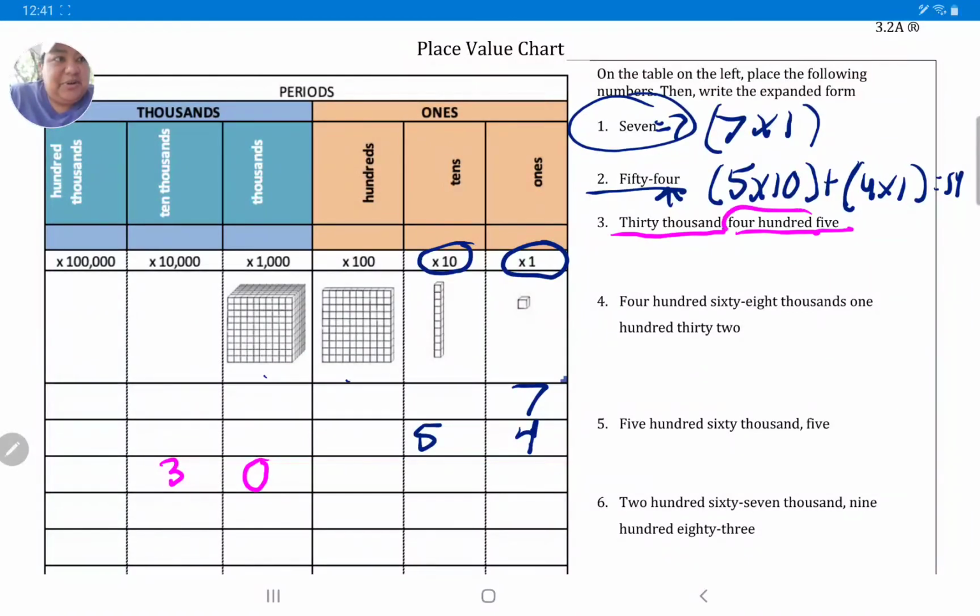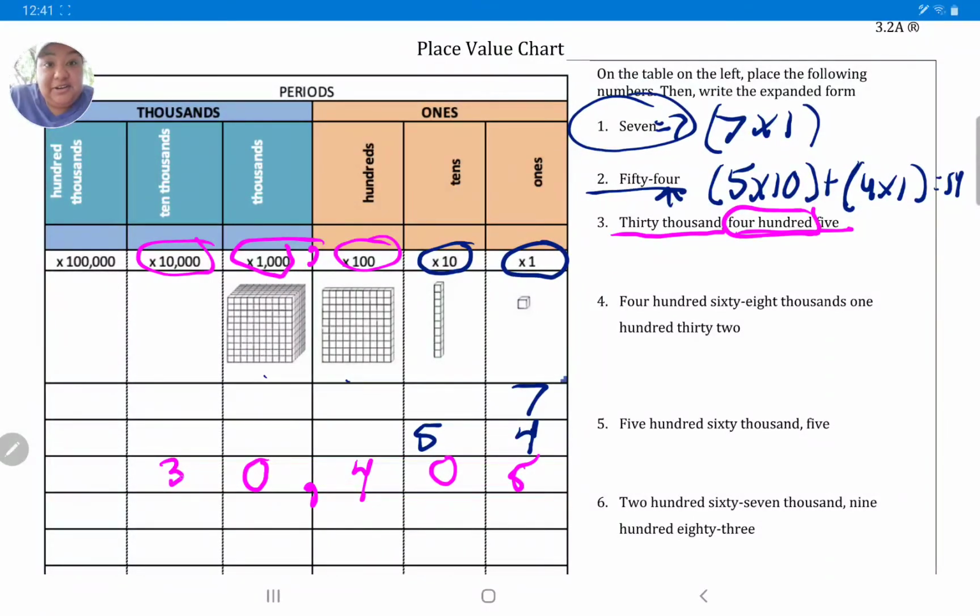Now I'll put my 0 here. How many hundreds do I have? 4 hundreds. How many tens? None. And how many ones? 5. So look at that. 30,405. So I want to expand it. I'm going to use what? Those numbers right there. And I'm going to completely expand it.